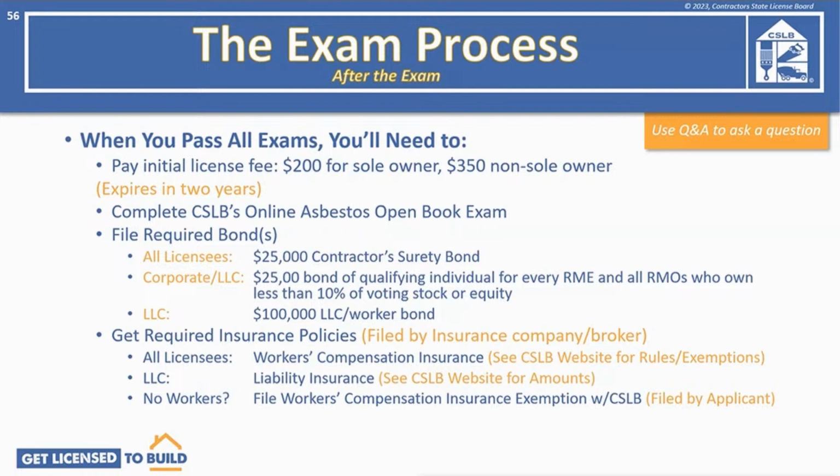Plus, you'll need to file your required $25,000 contractor's surety bond and possibly some other bonds depending on what type of business entity you'll have. And you will need to get your required insurance policy. If you've got employees, you'll need to get workers' compensation insurance. If you don't have employees, you must file workers' compensation exempt with CSLB. You can also submit this online.